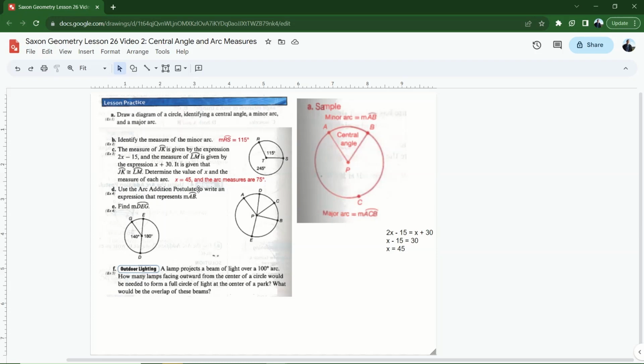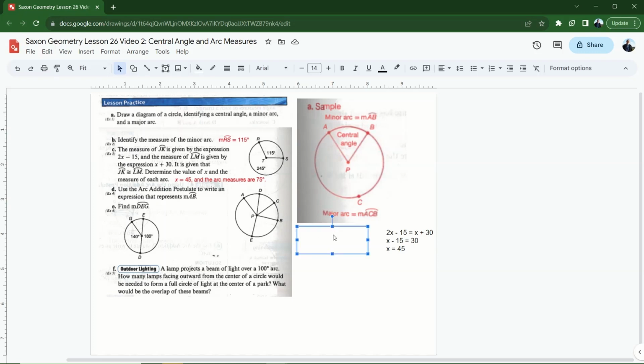Use the arc addition postulate to write an expression that represents the measure of AB. Well, there's a bunch of ways I could do this. I could do arc AD plus arc DC plus arc CB equals arc AB, the measure of arc AB. I could do the measure of AC plus the measure of CB. That's probably the more arc addition postulate-y way of doing things, because really the postulate seems to imply that we're only adding 2 arcs, even though we could add multiples. So I would do arc AC plus arc CB equals arc AB.